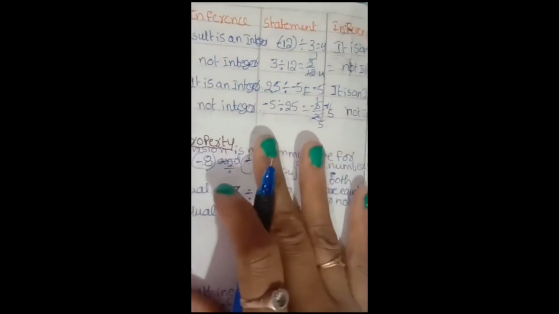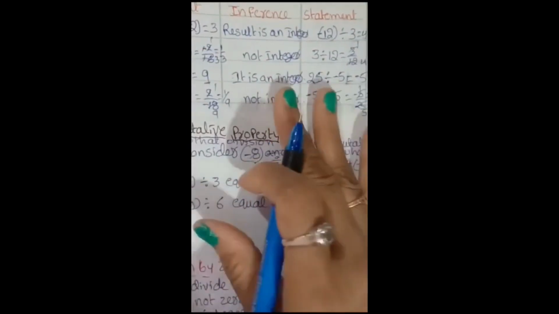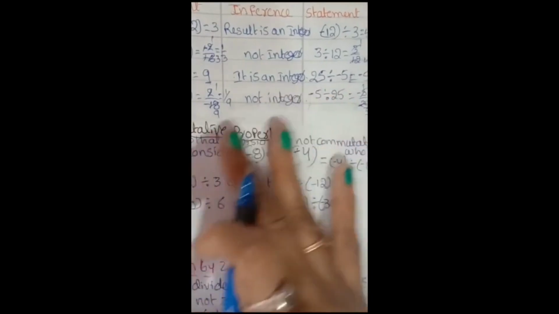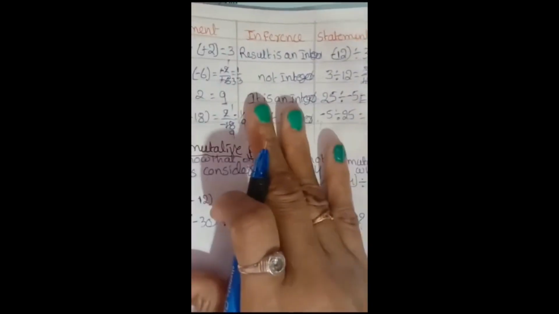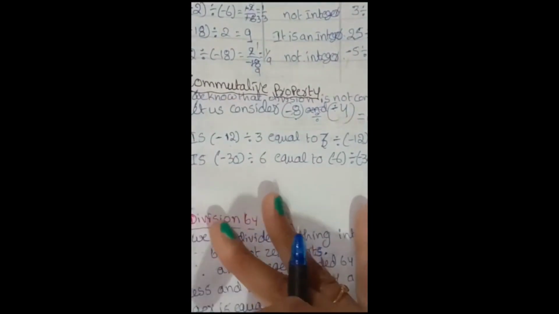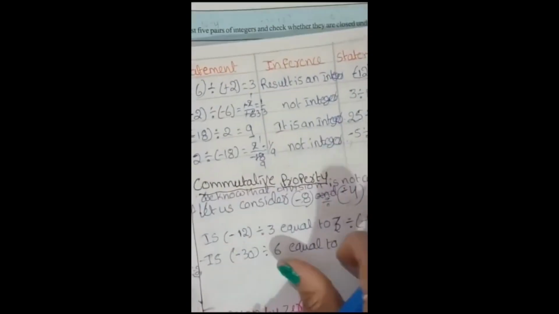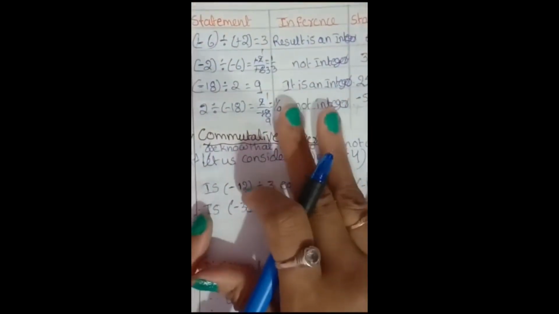Yeah, it is not an integer. As you can understand from the above table, we observe the closure property: it is not closed under division. Closed under division only. Yes. Not satisfied. So we can try other examples later.